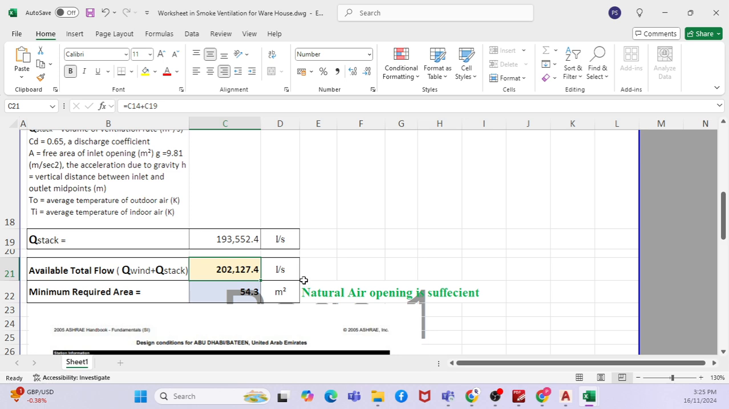Meter square. Sorry, but that's still meter per second, right? We will need meter square. Yeah, divide by velocity. Sorry, it's my mistake. Yeah, you divide by velocity to calculate the minimum required area.